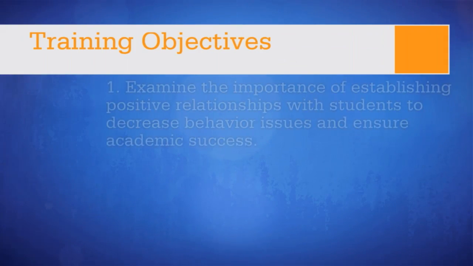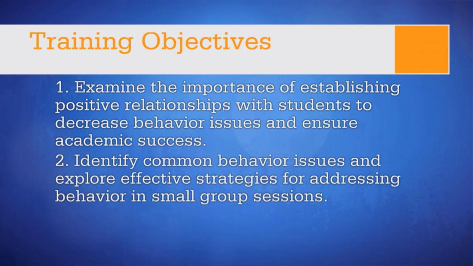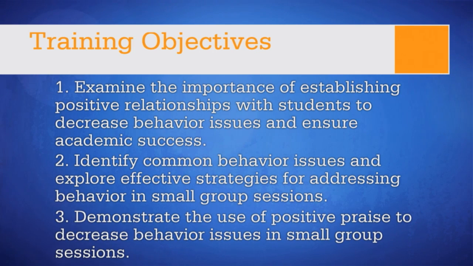The training objectives for this video are: examine the importance of establishing positive relationships with students to decrease behavior issues and ensure academic success. Identify common behavior issues and explore effective strategies for addressing behavior in small group sessions. Demonstrate the use of positive praise to decrease behavior issues in small group sessions.